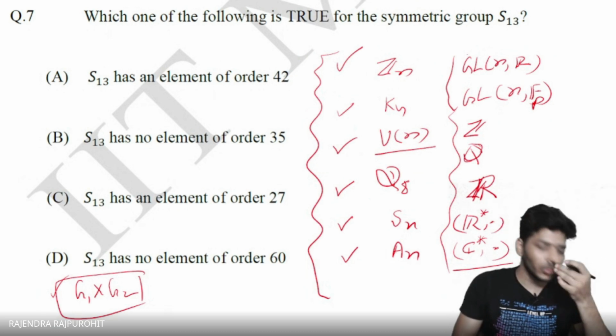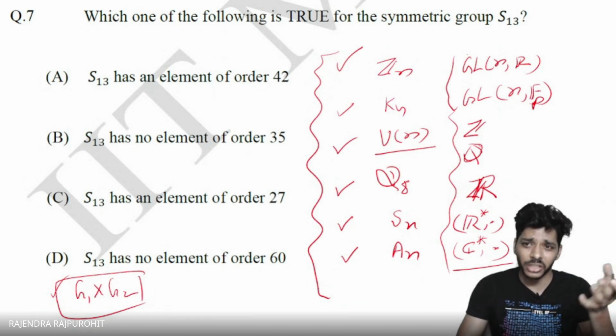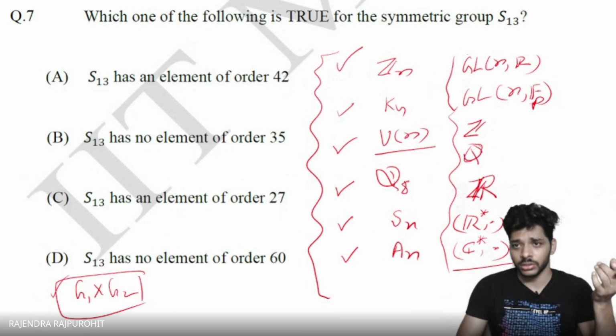See, this is how you learn a subject. If you want to learn a subject, you should have plenty of examples. Can you give me a non-abelian group of order 12? You should know at least 3, 4. Like how do you get a non-abelian group of order 12?